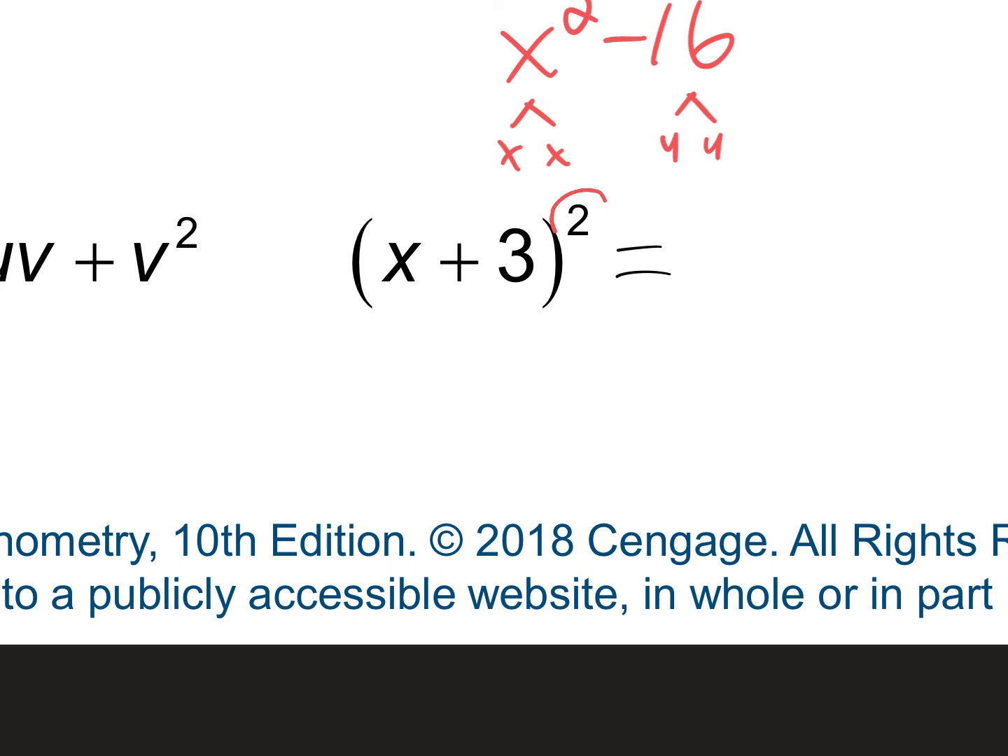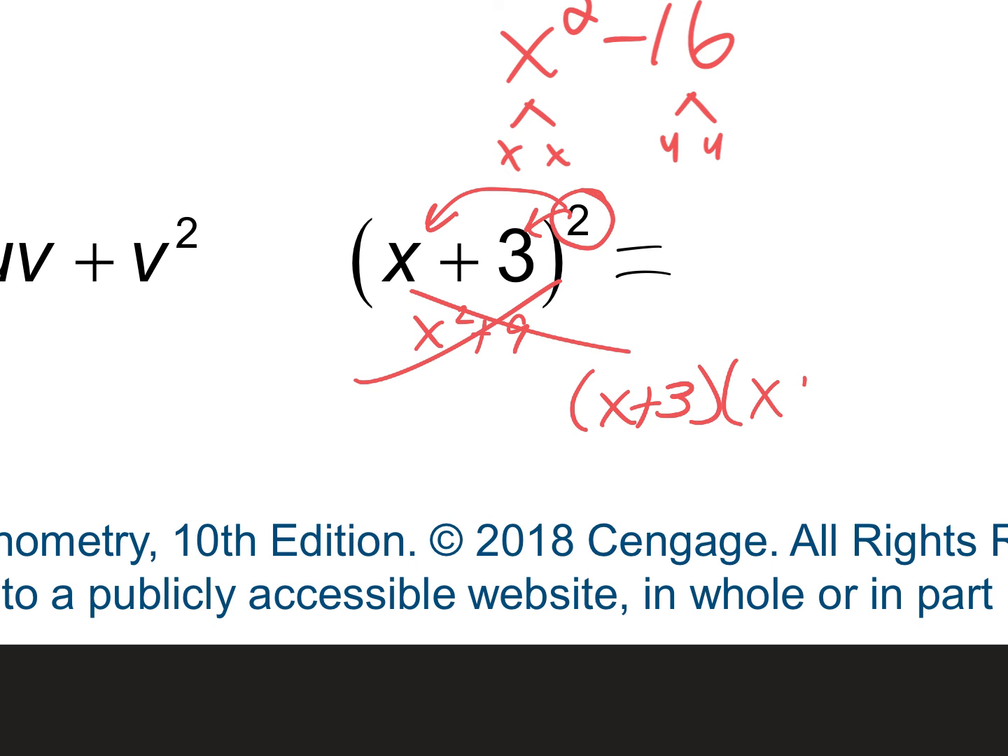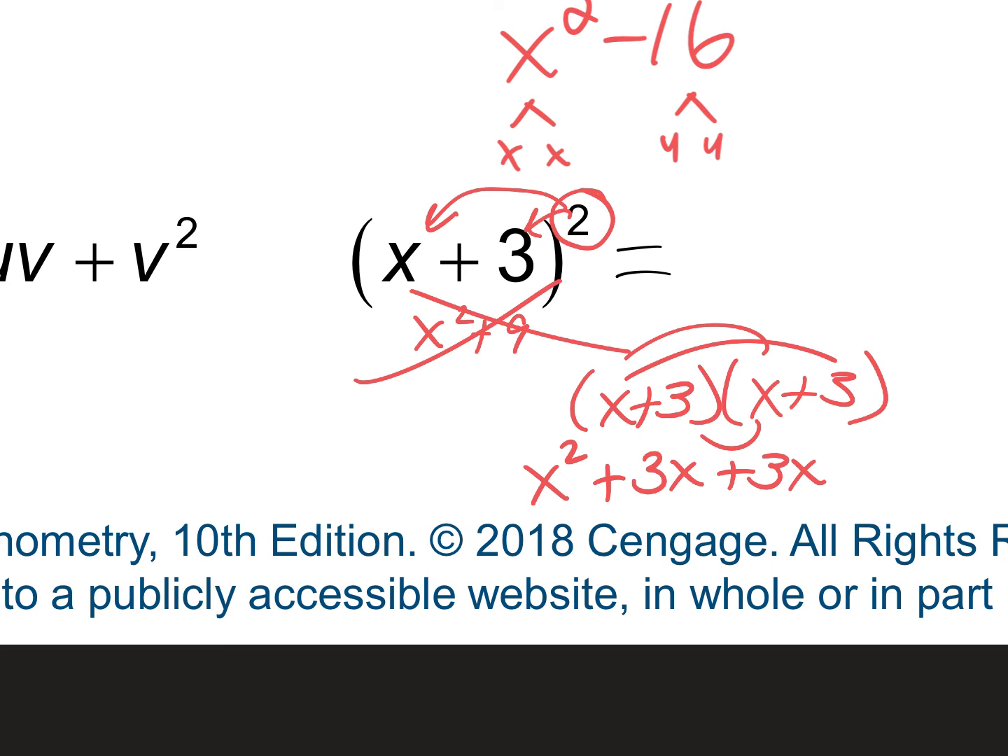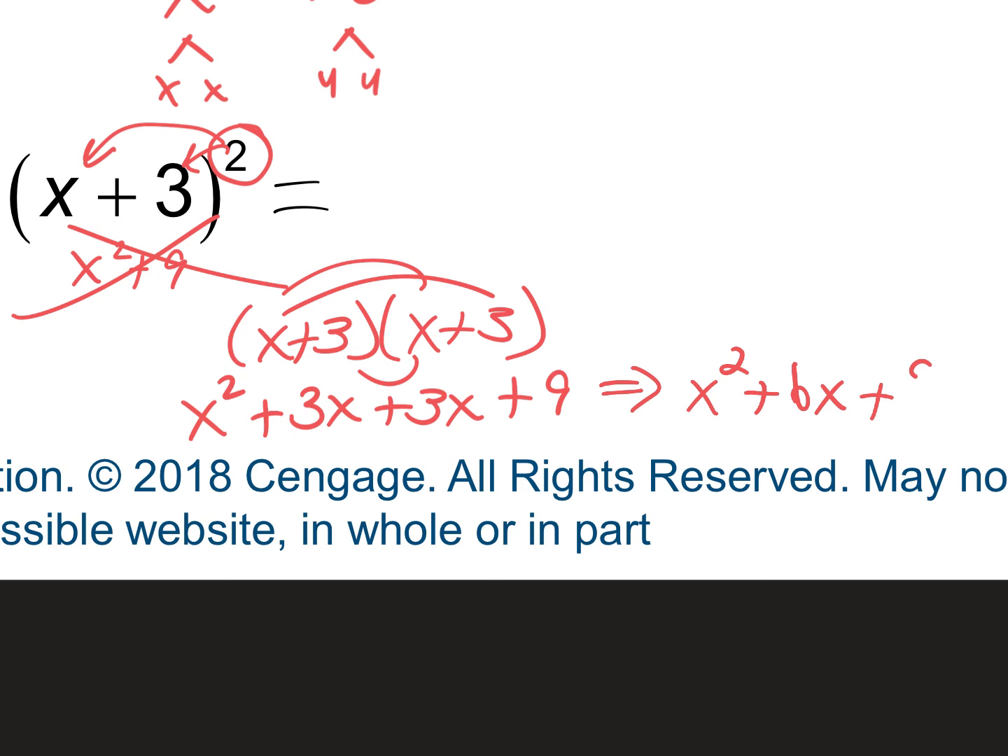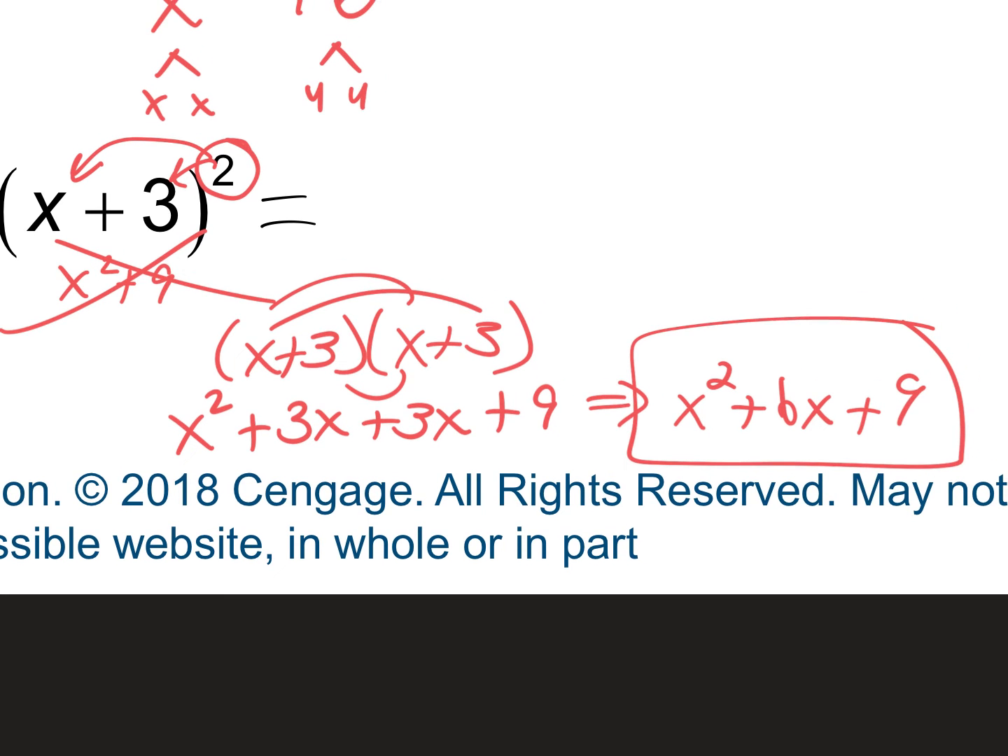Do you understand that this is multiplied by itself twice because it says squared? In order to figure this out, you don't say, oh, it's x squared plus 9. No. This really says x plus 3 times x plus 3. So x times x is x squared, plus x times 3 is 3x, plus 3 times x is 3x, plus 3 times 3 is 9. So this works out to be x squared plus 6x plus 9. Two totally different things. Just make sure you guys see that.